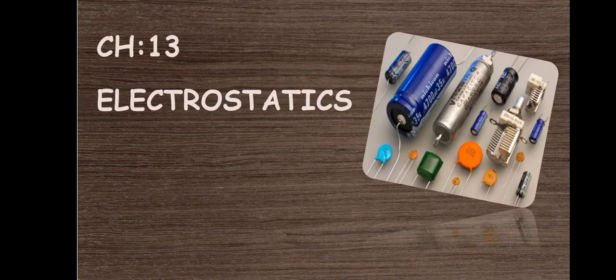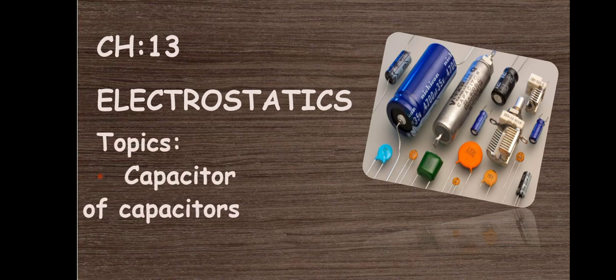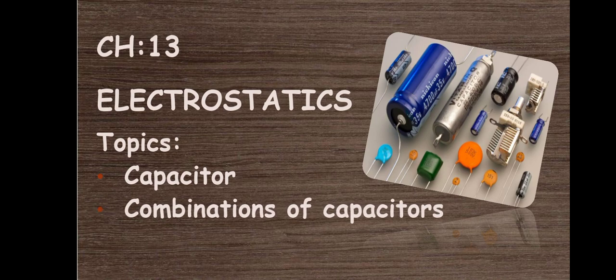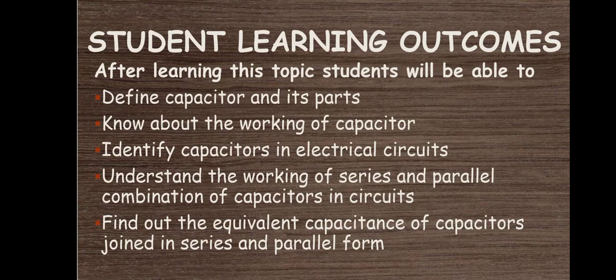We are discussing chapter number 13, electrostatics. Today we will discuss the topics capacitor and combination of capacitors. After learning this topic, you will be able to define capacitor and its parts, know about the working of capacitor, identify capacitors in electrical circuits, understand the working of series and parallel combination of capacitors in circuits, and find out the equivalent capacitance of capacitors joined in series and parallel form.